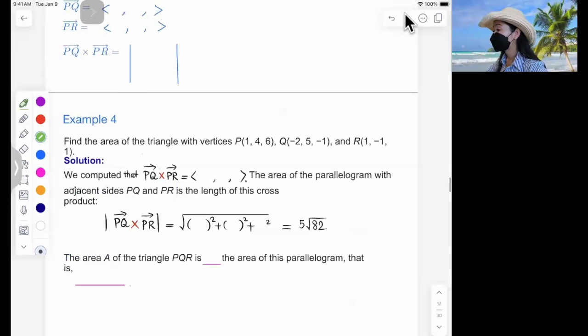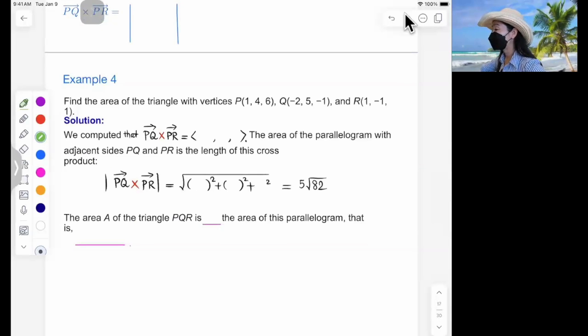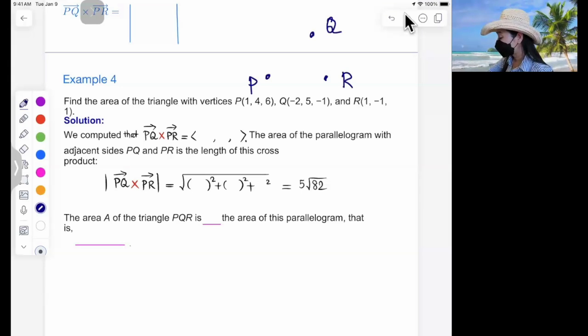Now let's look at this example. Can we find the area of the triangle with these 3 vertices? Yes, we can, of course. Well, this is in 3D. We don't need to draw the picture, but we can do it. So maybe we just put 3 dots over here: P, then Q, and then R. We're looking for the area of this triangle in space.